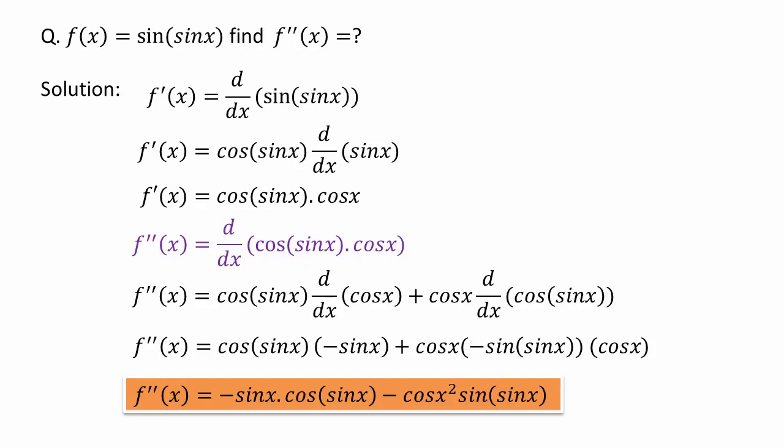Now simplifying, f double prime of x is equal to minus sine x dot cos into sine x minus cos multiplied cos square x sine into sine x.